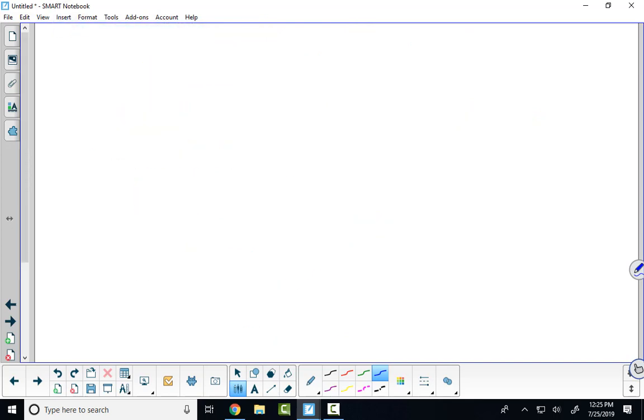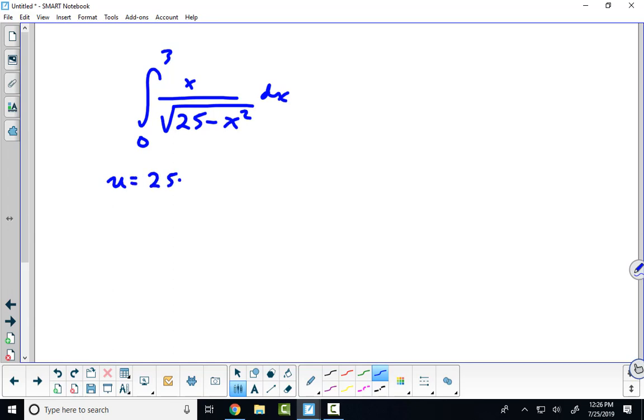All right. So at some point we started out with this. We went from 0 to 3 of x over the square root of 25 minus x squared dx. And then our substitution was u equals 25 minus x squared. So we said du was equal to minus 2x dx, or minus 1/2 du is equal to x dx.